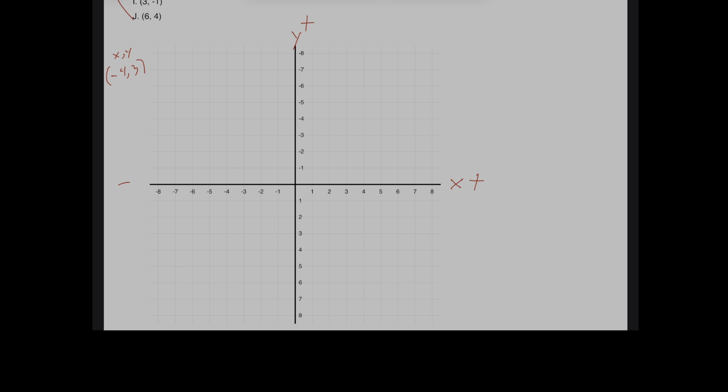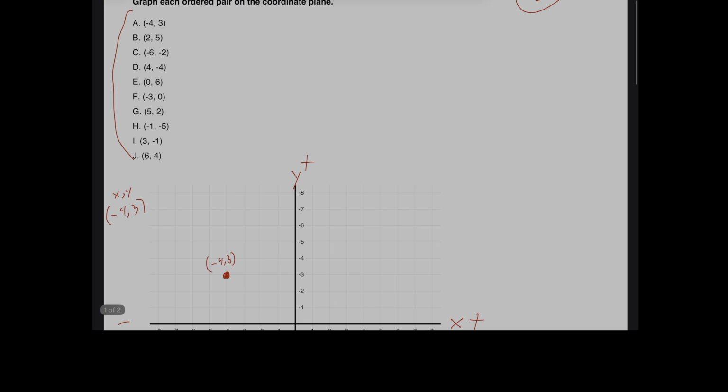So on this one, -4 is right over here, and my Y value is 3, which is right over here. And I go and I find out that they meet right there. And that right there is my -4, comma 3. Okay, that's how you graph it. Let me get some of these out, or else it's going to get super busy. Let's go on to B.